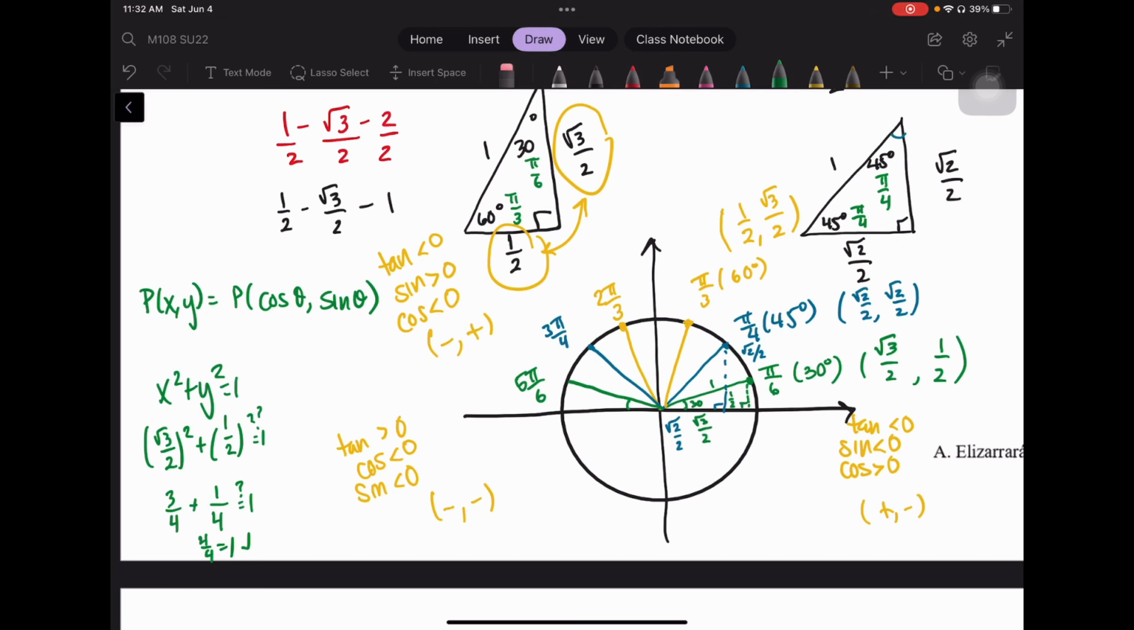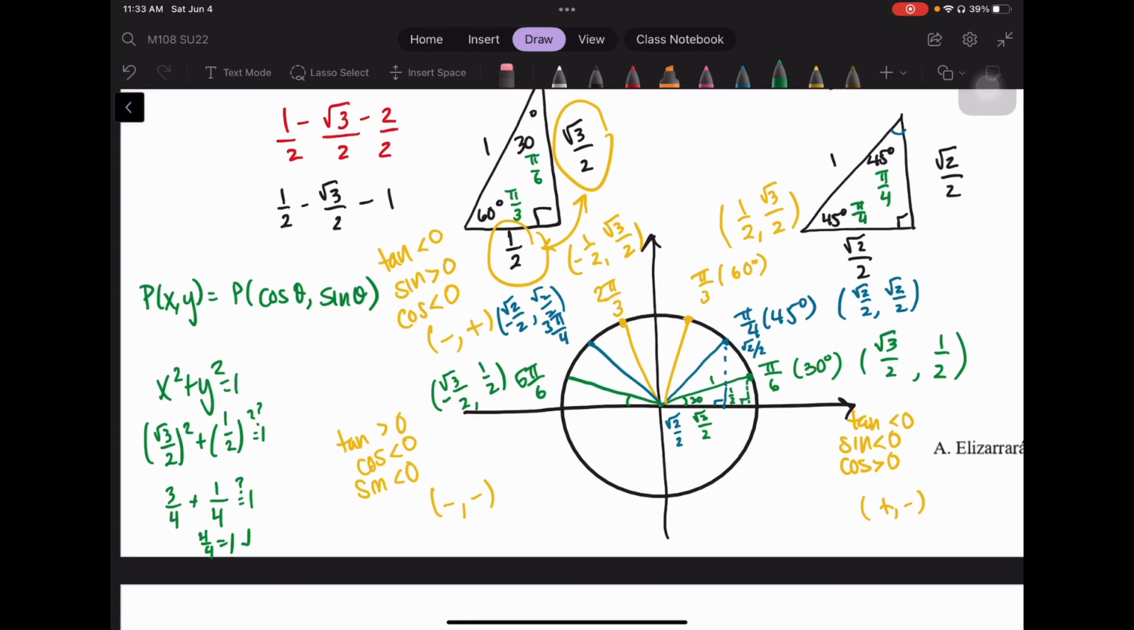And so the yellow is going to have the same measurements, 1/2 and root 3 over 2, except the x is negative in this case. Same thing for blue. It's going to be root 2 over 2, root 2 over 2, but the x is negative. And with the green point, it's going to be root 3 over 2, 1/2, which is, again, just the opposite order of the yellow point with the x negative.